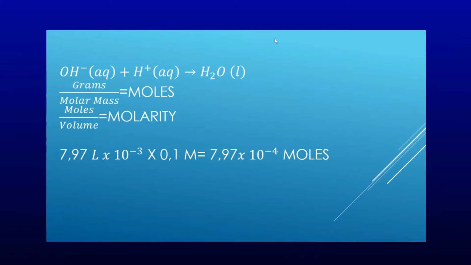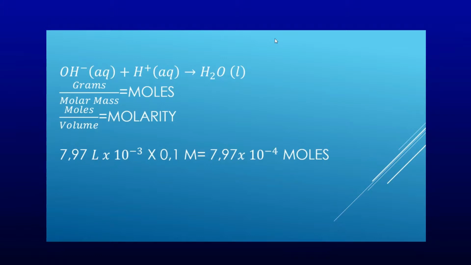So what we need to know now is how to calculate the moles and the molarity. We can calculate the amount of moles if we have grams divided by the molar mass. And if we have moles divided by the volume, we can get the molarity. However, we have the molarity and we have the volume. That means if we have the molarity times the volume, we can get the amount of moles. And if we can get the amount of moles, we can use the molar mass to get the amount of grams.